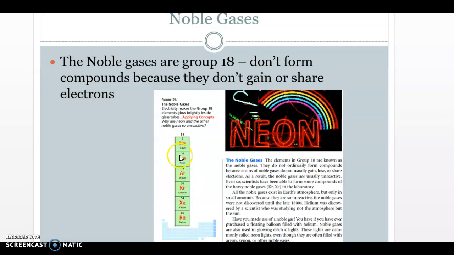Those can all be used in what we call neon signs. These gases glow different colors, which means when you heat them up, they glow, which makes signs look different colors if you use a lighted sign. So they're useful in those cases, but again, they don't form compounds. They hang out by themselves in the atmosphere, so we have trace gases of these all over the place, not in any sort of compound. And group 18 don't gain or share electrons, don't form compounds.